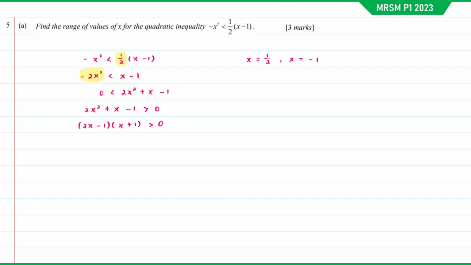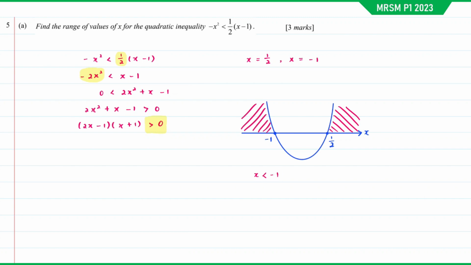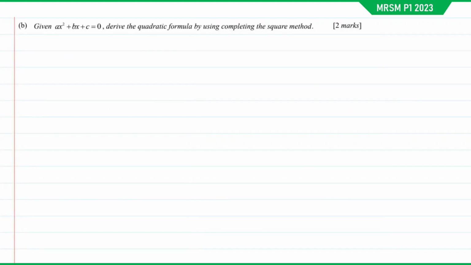So to solve this quadratic inequality, we're going to use the graph method. As this quadratic inequality is greater than 0, the range of values of x is determined on the graph above the x-axis. Hence, the range of values of x is x less than negative 1 or x greater than 1 over 2.